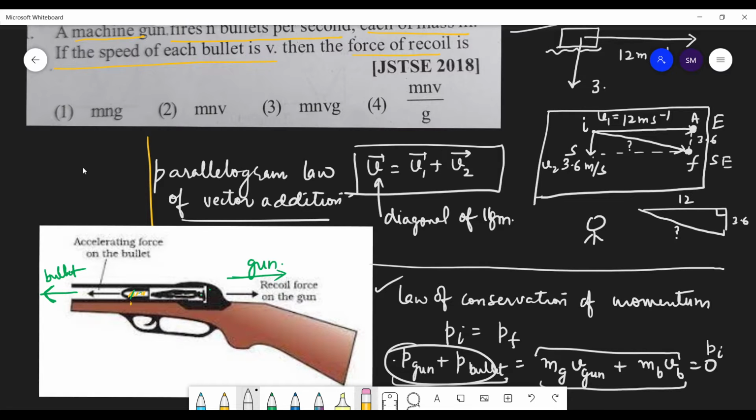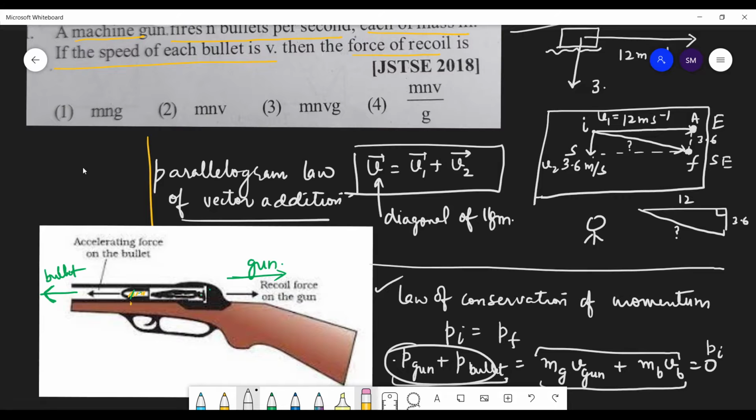Sir, option 2. Option 2. So all of you agree that option 2 is correct? Anyone wants to say something? Option 2 is correct. Yes.